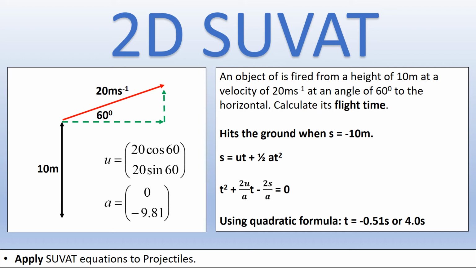hits the ground. So it's going to hit the ground when its vertical displacement is minus 10, because it starts 10 meters up in the air. It'll land when it's at 0, so it's displaced downwards by minus 10. So again, we're going to only be looking at the vertical components here to determine flight time. So we've ignored the whole horizontal direction, so all of these are in the vertical direction.